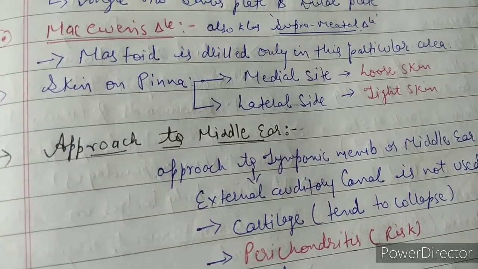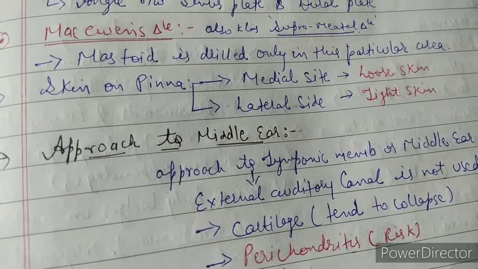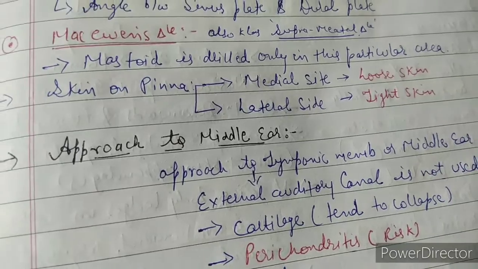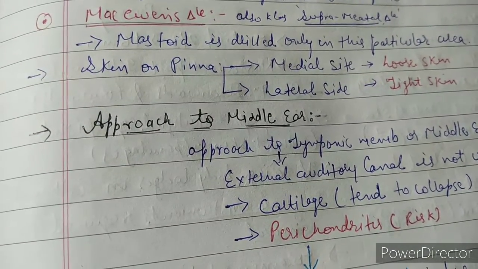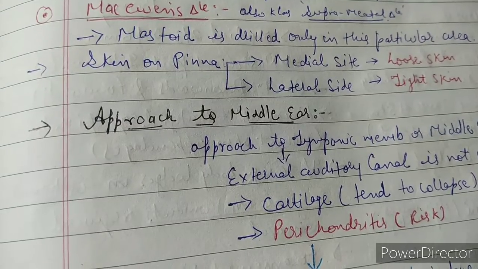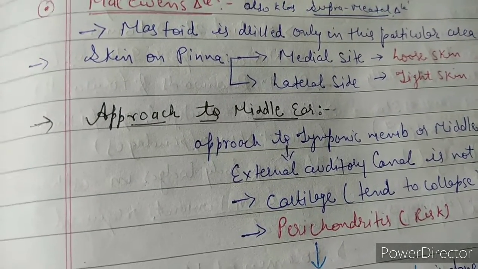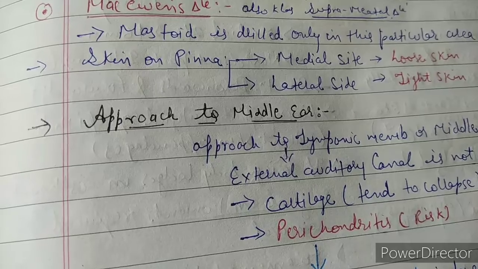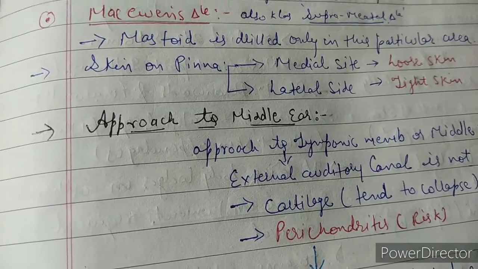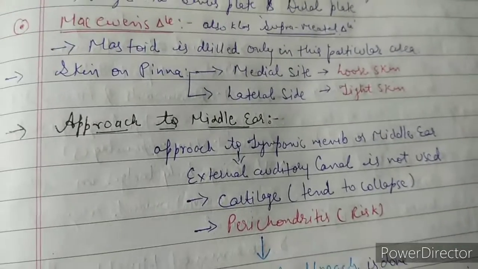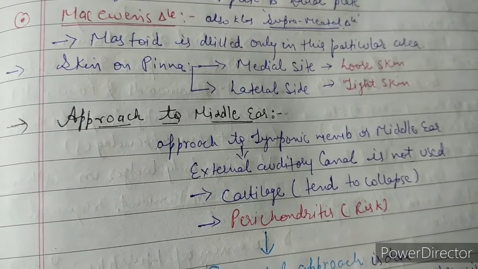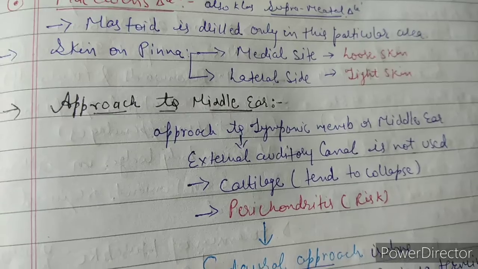Now the skin on the pinna: on the medial side we have loose skin, on the lateral side we have tight skin. So guys, if we have any furuncle, or if we do any surgery on the lateral surface, we will experience more pain than on the medial surface. Where the skin is tight, that is on the lateral surface, we experience much more pain.